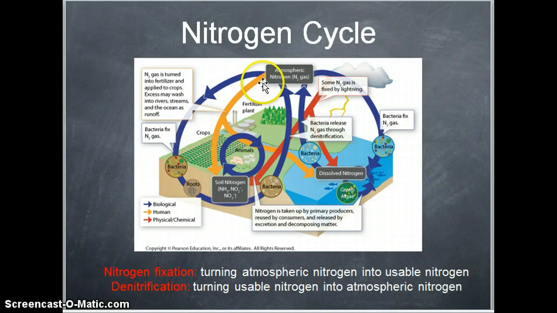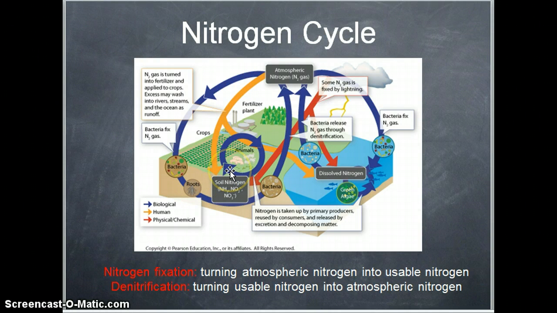Some bacteria that live in the soil or on the roots of plants are able to convert nitrogen from the atmosphere into nitrogen that other living things can use. They act like tiny factories producing that fertilizer. This process of converting nitrogen in the atmosphere into nitrogen that most living things can use is called nitrogen fixation.